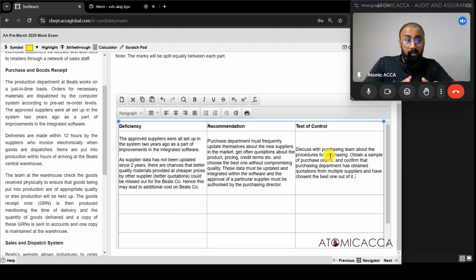So what are we checking over here? Whether for the purchase orders they are simply going with the integrated software suppliers, or are they actually getting quotations from different people. So you're checking for sample of invoice purchase orders whether quotations from different suppliers are available or not. So that first part is clear, and whether they're choosing the best one. Second thing we told is these data must be updated and integrated within the software, and approval must be authorized by purchasing director. So let's test that.